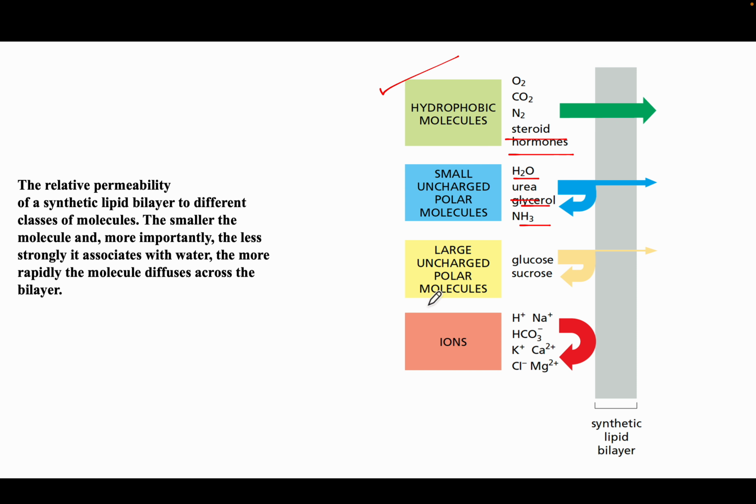But larger uncharged polar molecules, that is glucose, sucrose, can pass in very little amount and very slowly. But ions, which are charged, like H+ and Na+, cannot pass through the synthetic lipid bilayer easily by diffusion. Okay, so the relative permeability of a synthetic bilayer to different classes of molecules: you can see the smaller the molecule, and more importantly the less strongly it associates with water, the more rapidly the molecule diffuses across the bilayer.